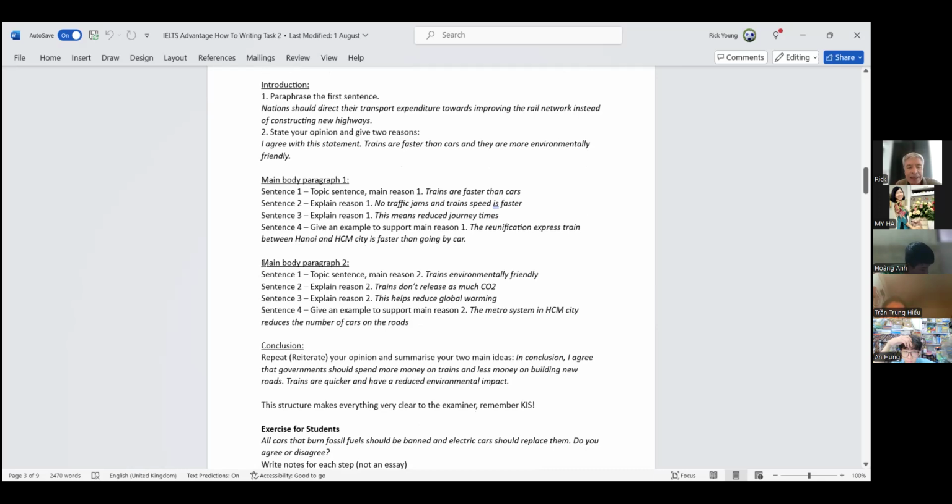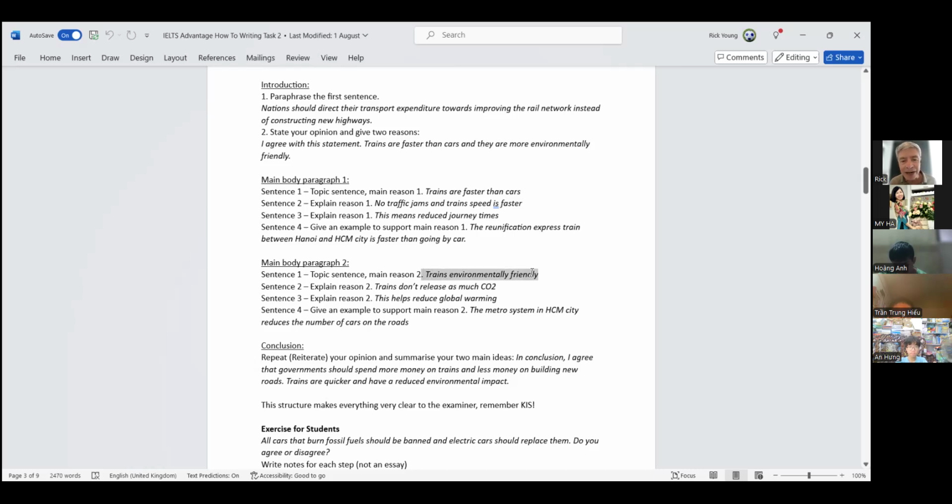All right, you can see main body paragraph 2. I've done the same thing using my second reason. Trains are more environmentally friendly. So this, remember, is the reason that I gave in my introduction. So I'm using the same reason for my main body paragraph 2. So I hope you can see how the structure is coming together.